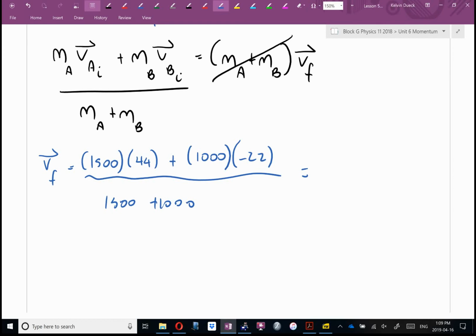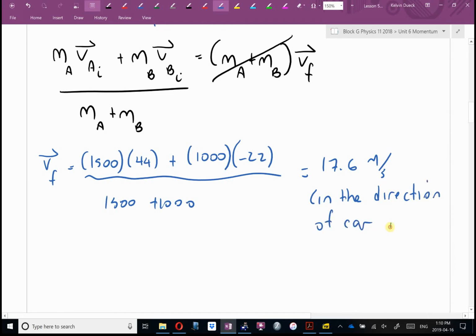Negative 17.6? Which one, negative or positive? So which car is the winning direction? Car A or car B? Okay, so 17.6 meters per second. I should have included easts and wests in here. I just said in the opposite direction. If you wanted to include a direction, it's in the direction of car A.